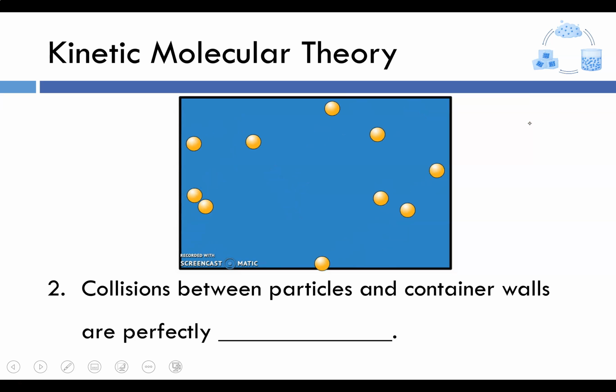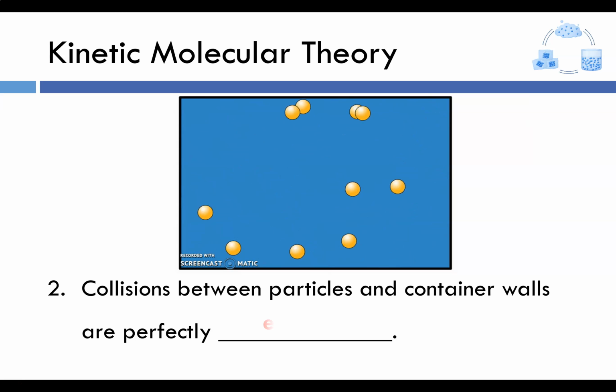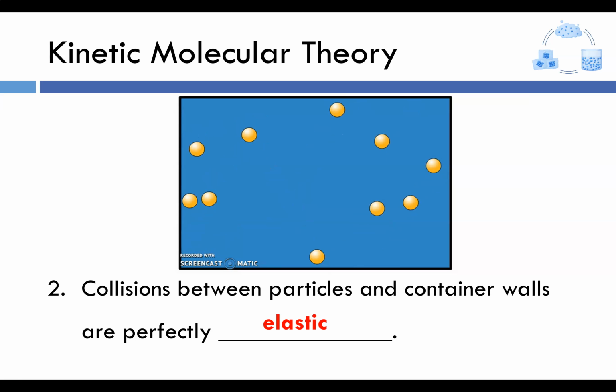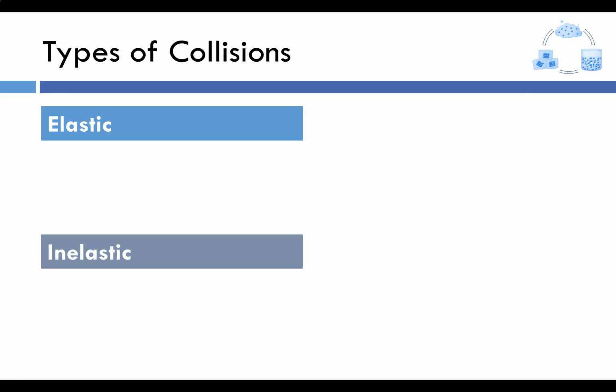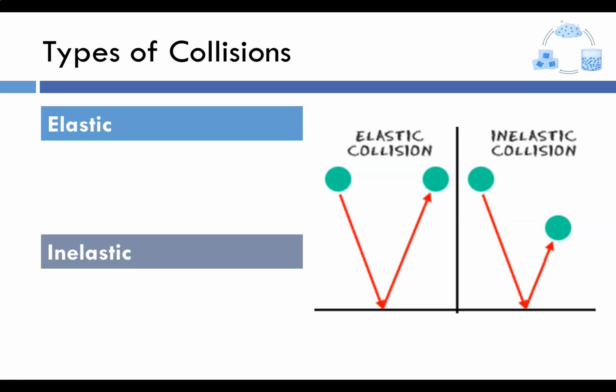The collisions between particles and the container walls are perfectly elastic, according to the KMT. Elastic is a term that will come up more in physics. Let's just kind of break down what it means. There are two types of collisions. We can, of course, have elastic or inelastic collisions. Here's a picture demonstrating the two types of collisions. If we assume we're dropping a ball or something, what do you notice is true about the height of the ball before and after the drop in an elastic collision? Yeah, it comes up to the same height.